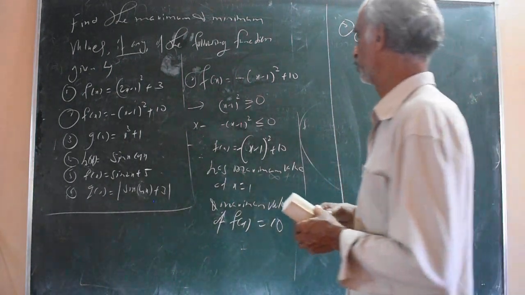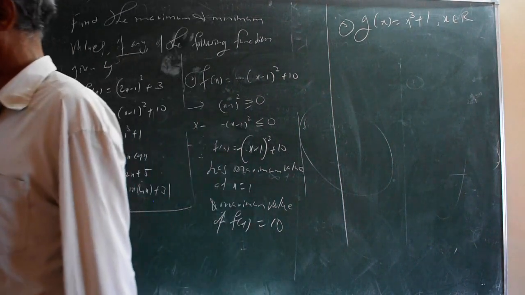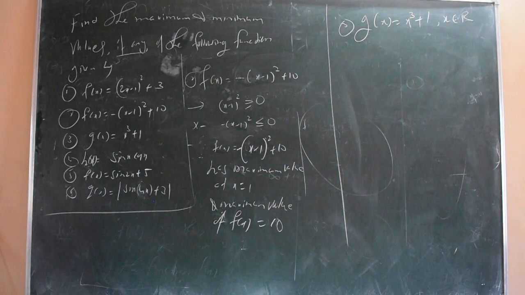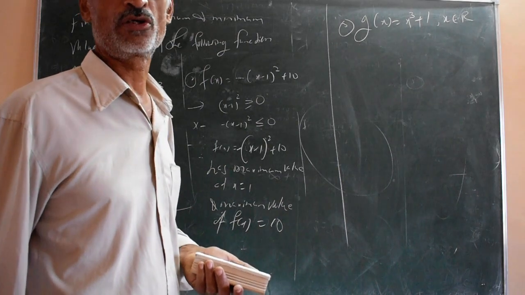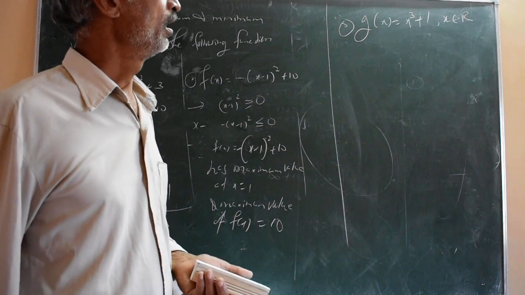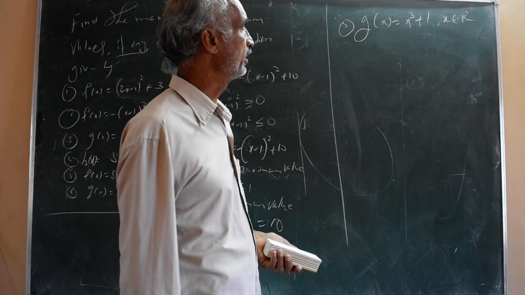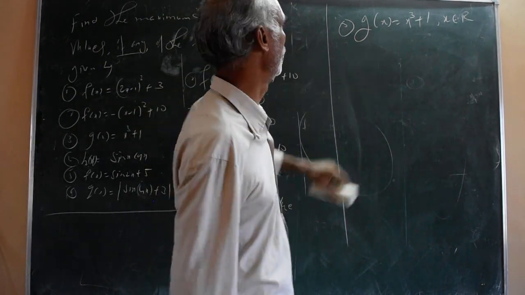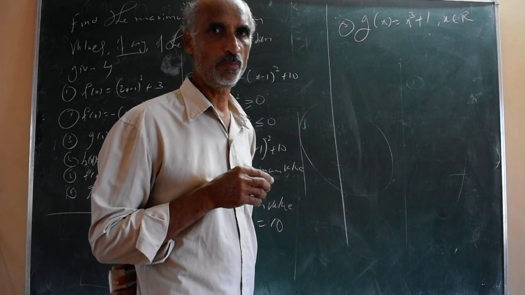g of x is equal to x cube plus 1. Let us take x belonging to all real numbers, for a polynomial function. For the polynomial function, the domain is R, meaning x takes the set of real numbers. The values taken by x will be any real number. Domain is the set of x's. x is any real number for a polynomial function. A polynomial is an expression in x only, not sine, cos, etc.